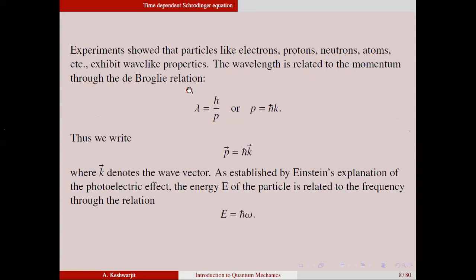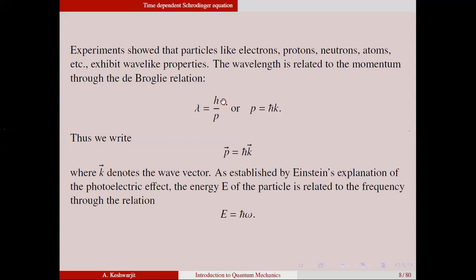And what is the de Broglie relation? The de Broglie relation says that the wavelength is equal to h by p. What is h and what is p? Can someone tell me? h is the Planck's constant, and p is the momentum.